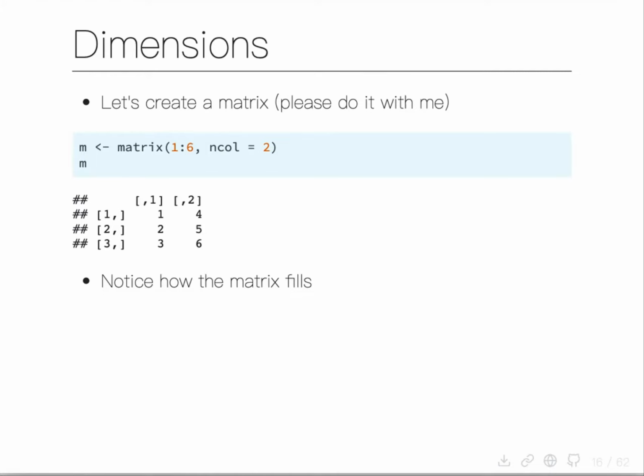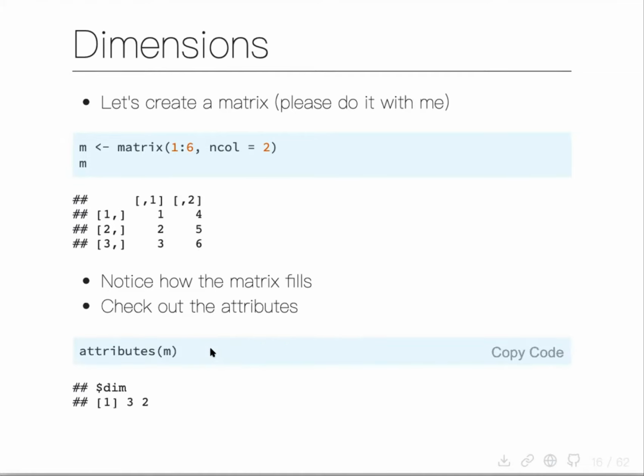All right, so I want to point out how this matrix fills too, right? It fills by column, 1, 2, 3, 4, 5, 6, right? So that might not be what you expect, but we'll talk about why that is here in just a second. Now let's check out the attributes, right? So go ahead and type attributes for M, and you'll see you get this dim attribute.